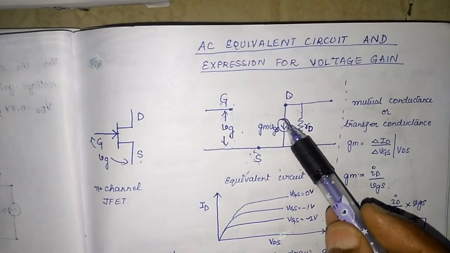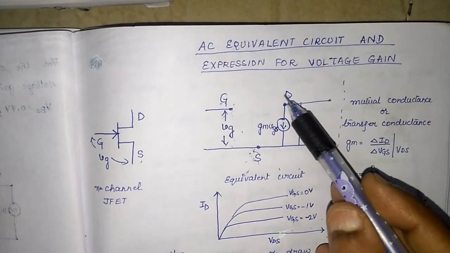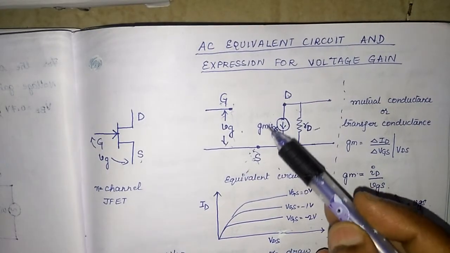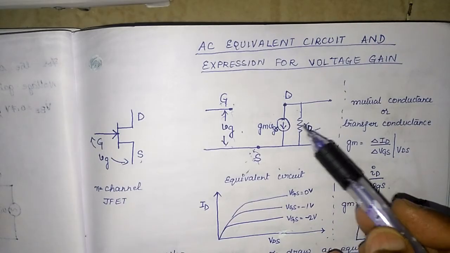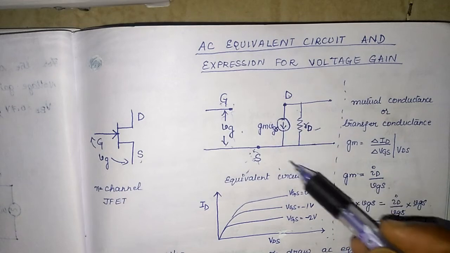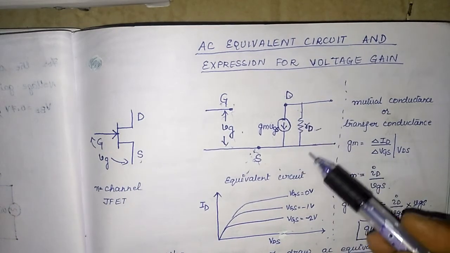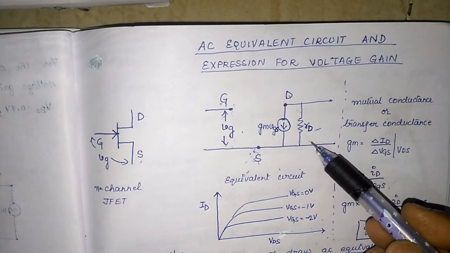Now look at the circuit between the drain and the source. What do you have? This is a symbol of a current source with a resistance in parallel. Between the drain and the source you have a practical current source, a current source with a resistance in parallel. Now why is it that the drain source arrangement is replaced by a constant current source?